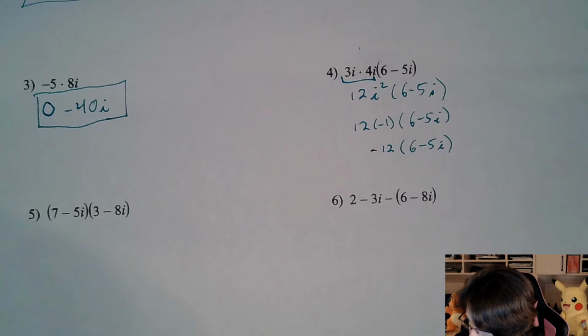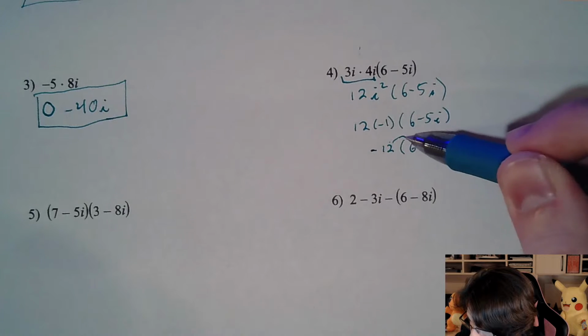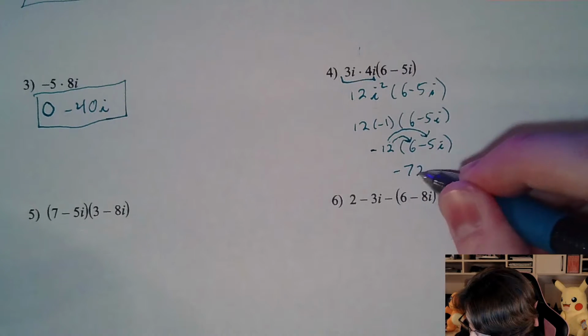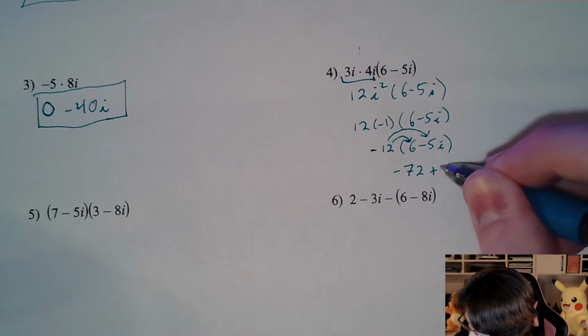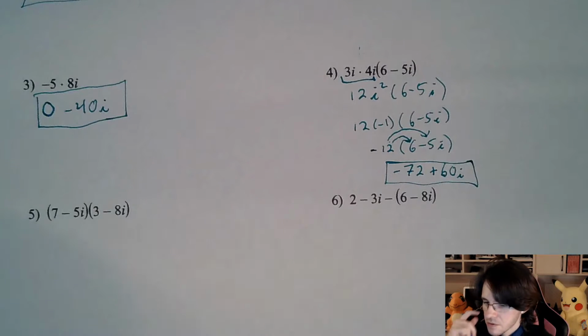And finally, we have our distributive property. We can distribute the -12 to our 6 and the -12 to our -5i, and we'll get -72 plus 60i, and that's it. We're in a plus bi format. We're all done.